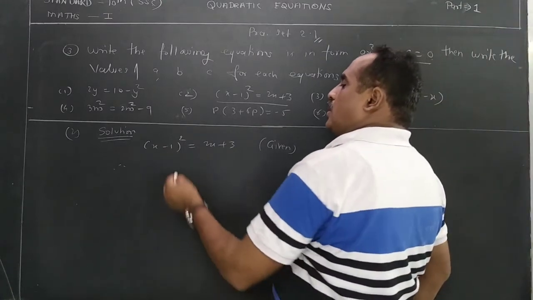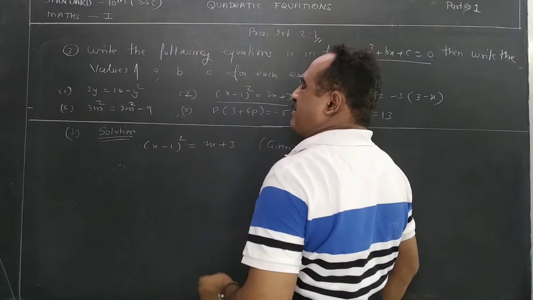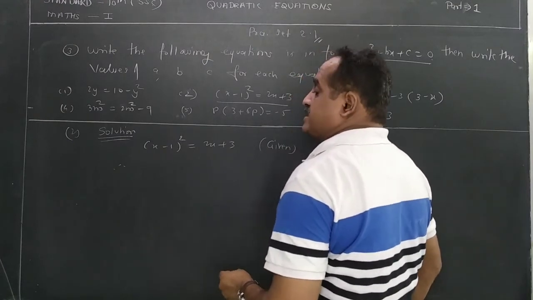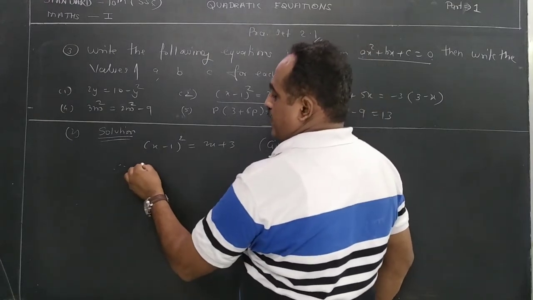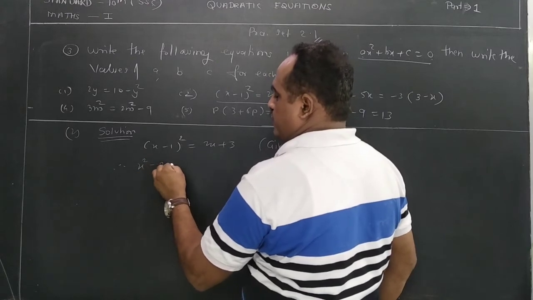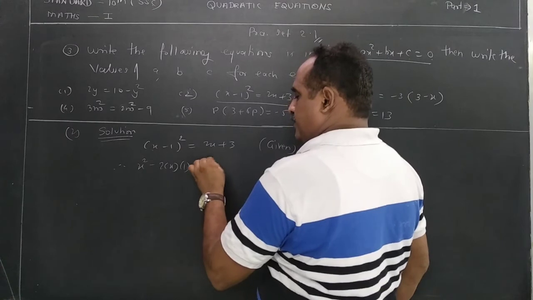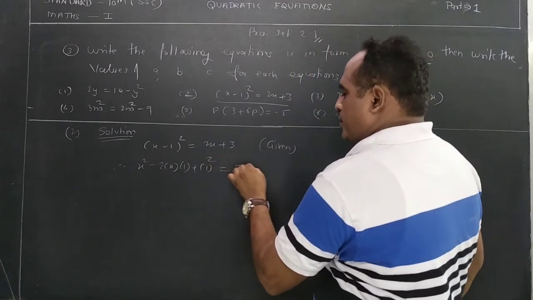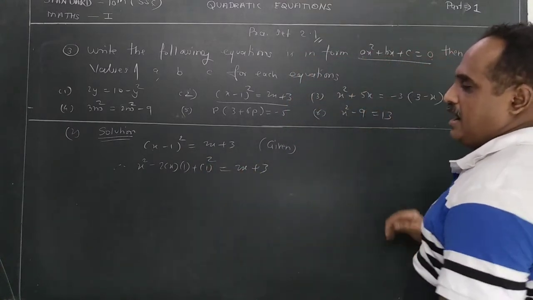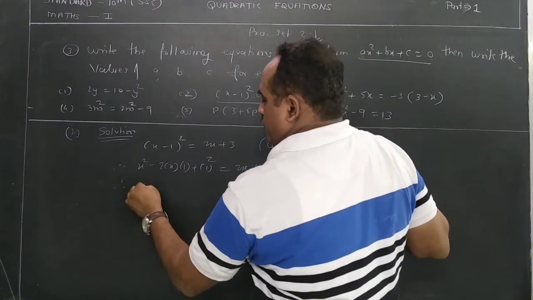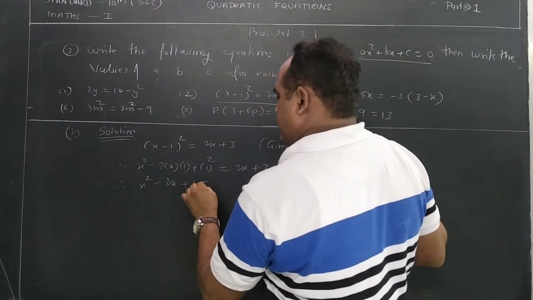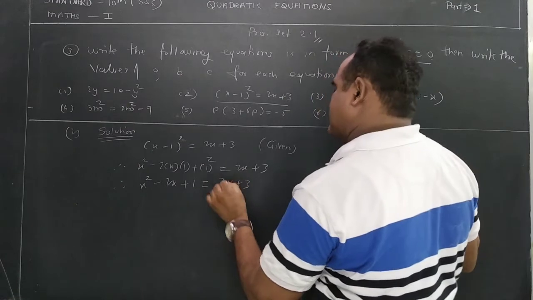So you are going to apply the formula of (a minus b) the whole square. What is the formula of (a minus b) the whole square? a square minus 2ab plus b square is equal to 2x plus 3. Now, therefore, x square minus 2x plus 1 is equal to 2x plus 3.